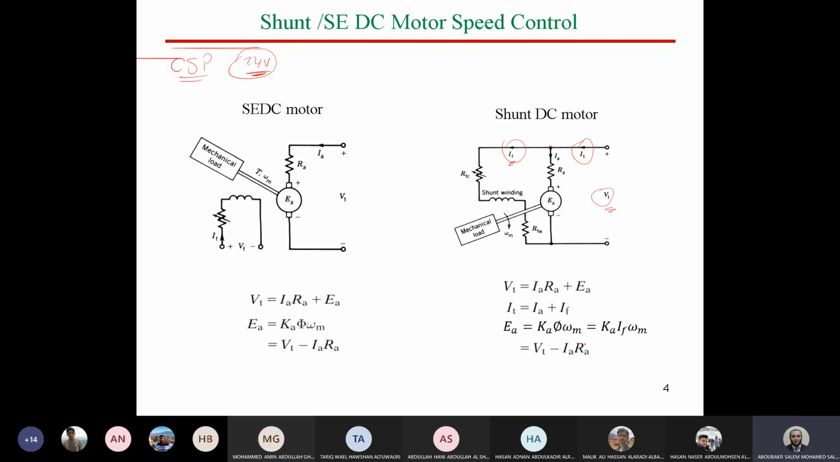The EMF is also similar. It's Ka multiplied by phi multiplied by omega m, which is the motor speed. We can say also phi equals a constant multiplied by IF. But this should be K, not Ka, another constant, K multiplied by IF, by omega r. So this is now the relation of EMF and Kirchhoff's voltage law for the DC shunt motor. It's almost the same, only the Kirchhoff's current law we can use here to get the armature current as a function of the input current.